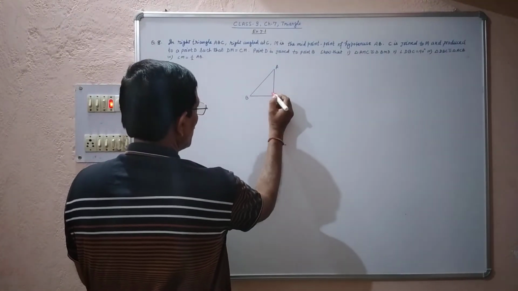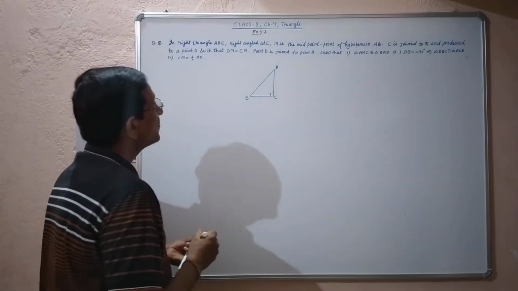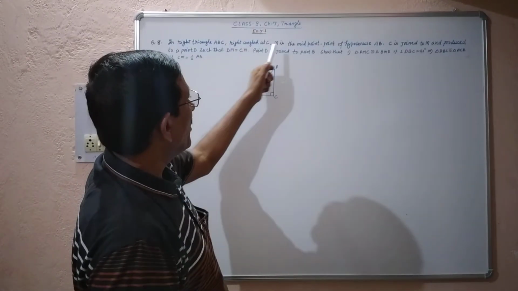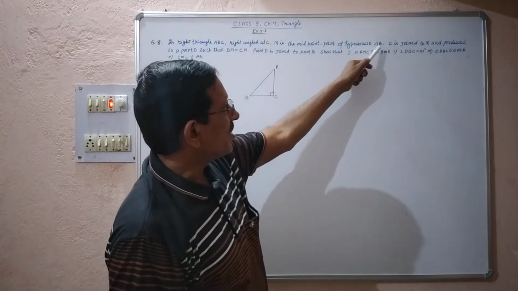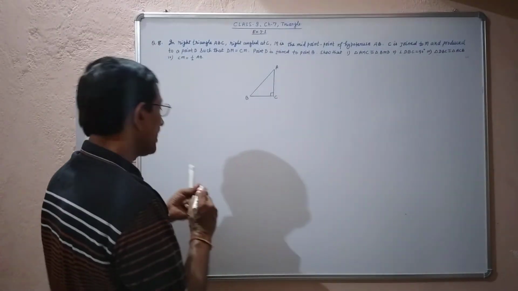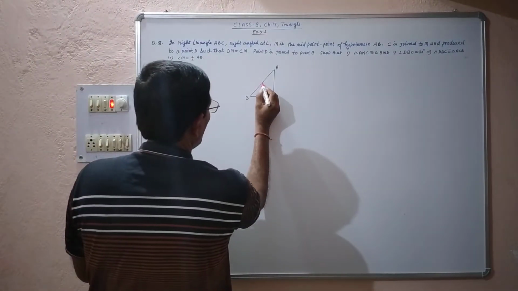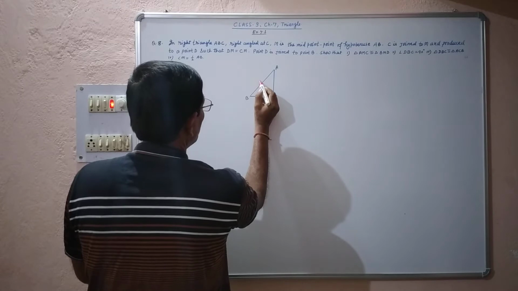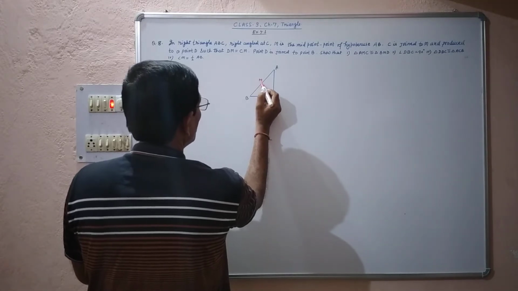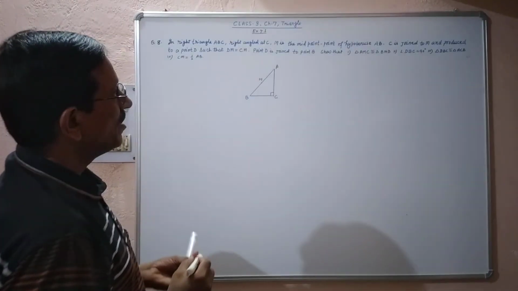This angle is 90 degrees. It is given in the question. M is the midpoint of hypotenuse AB. Suppose this point is the midpoint. M is the midpoint, it is given.